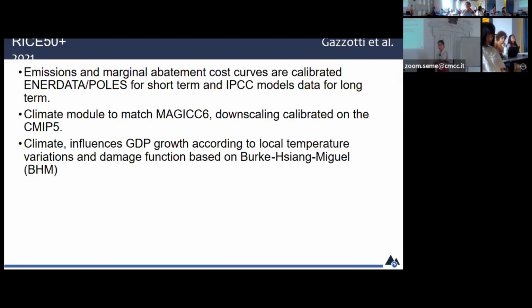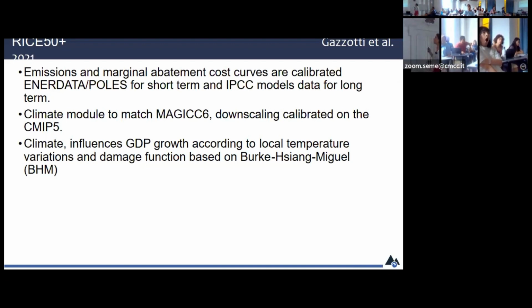Okay. It's RISE 50. No, I don't do that otherwise. RISE 50 is the last paper I present to you. This is from Gazzotti and others. Emmerling, if I make some mistakes in presenting your model, you just correct me on the spot.